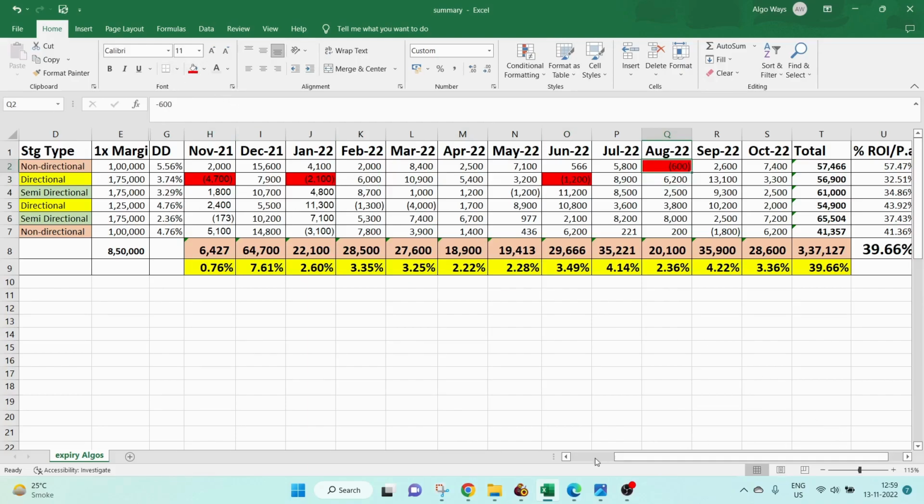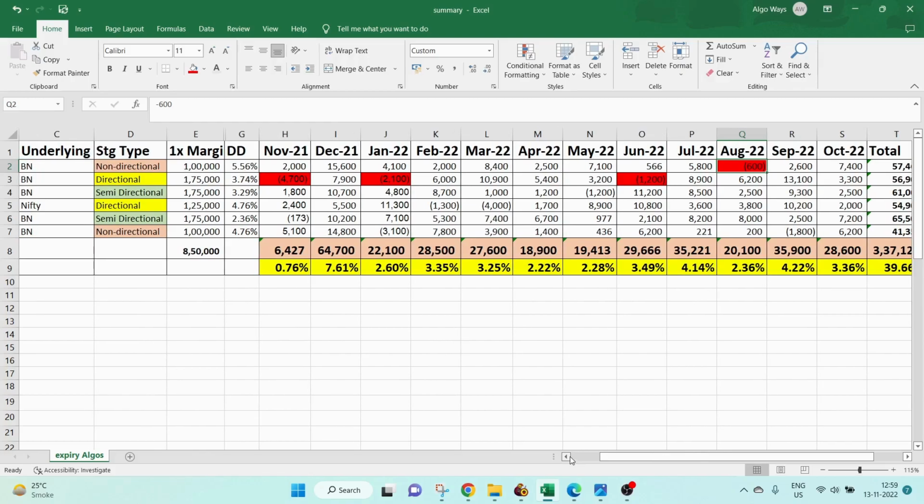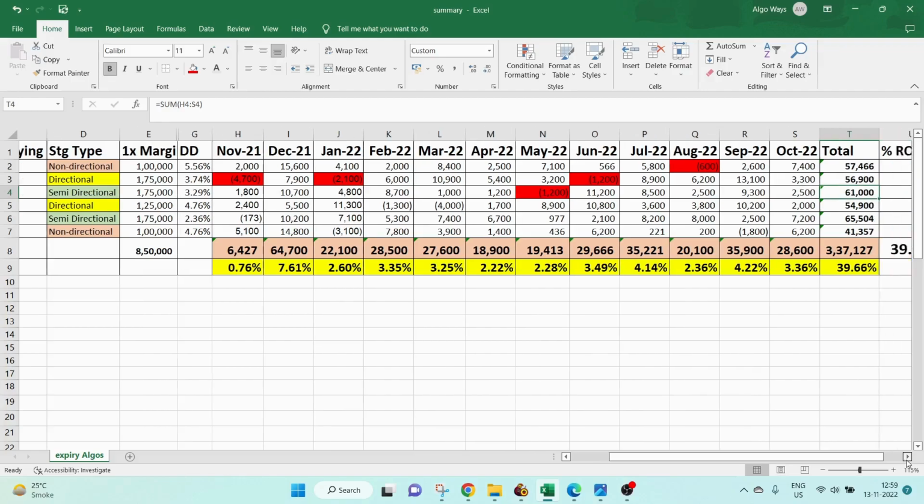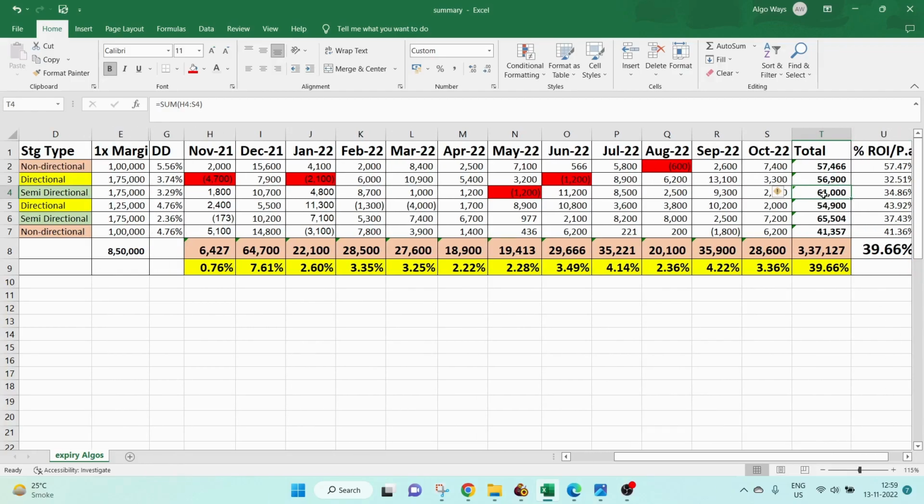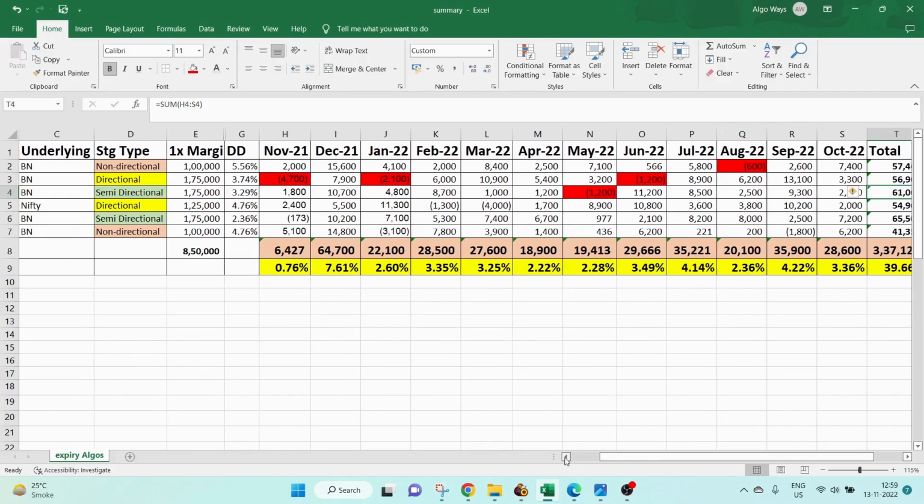The next one is again a Bank Nifty, but it is a semi-directional algo which has a very low drawdown of 3.29%, and it has only 1 negative month, with minus 1,200 rupees. It has generated 61,000 rupees in a year, which is around 5,000 rupees per month, which is 3% per month.